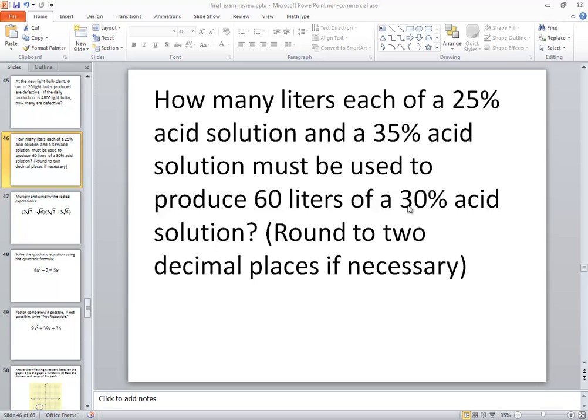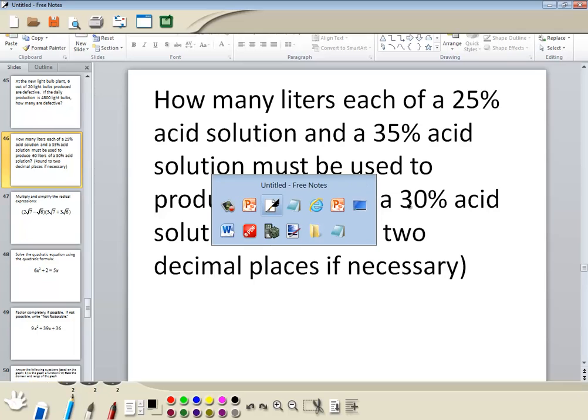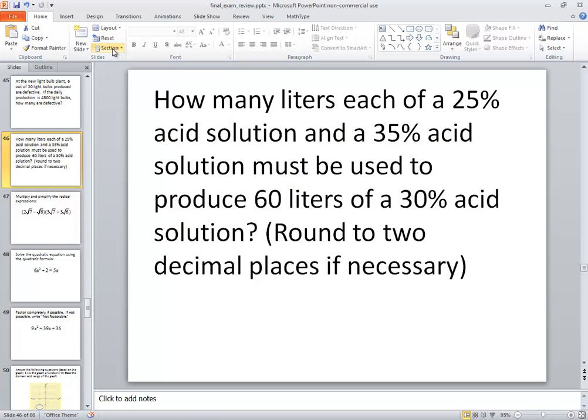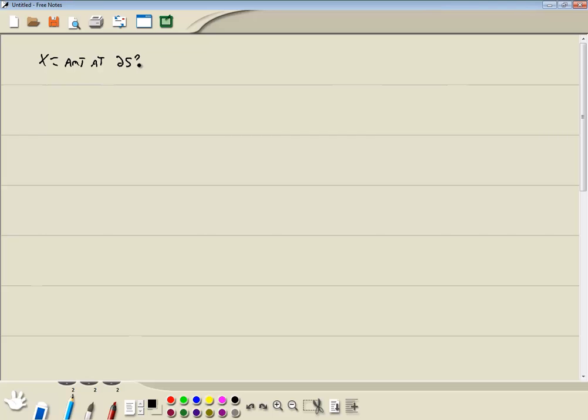This problem: how many liters each of a 25% acid solution and a 35% acid solution must be used to produce 60 liters of a 30% acid solution, and then round to 2 decimal places if necessary. Okay, we've got 25% and 35%. So I'm going to say X is our amount, our quantity, at the 25%. And Y is going to be our amount at the 35%.